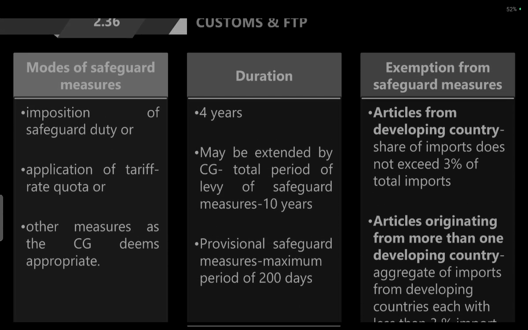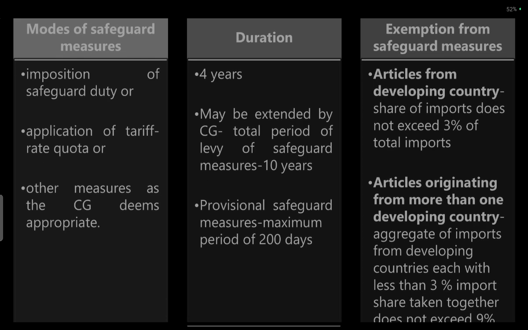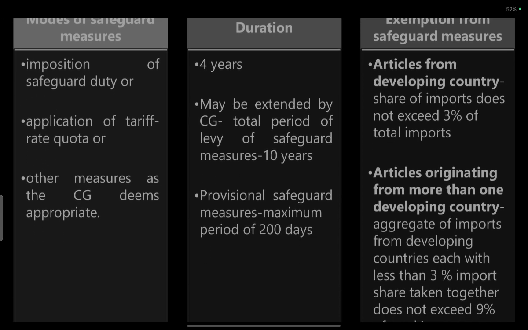Mode of safeguard measures: imposition of safeguard duty or application of tariff rate, quota, or other measures as the central government deems appropriate. Duration can be 4 years, which may be extended by the central government. A total period of levy of safeguard measures is 10 years. Provisional safeguard measures have a maximum period of 200 days.